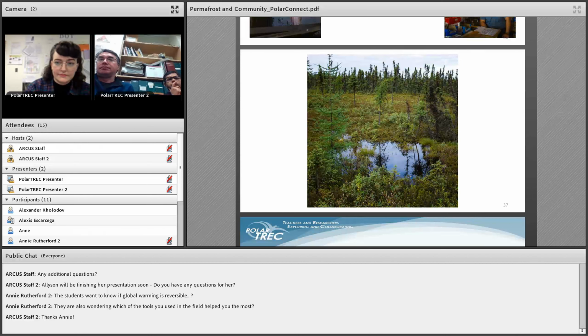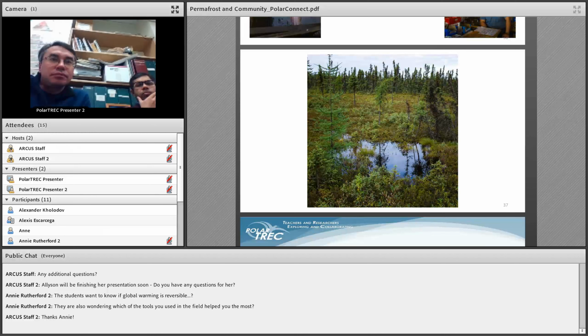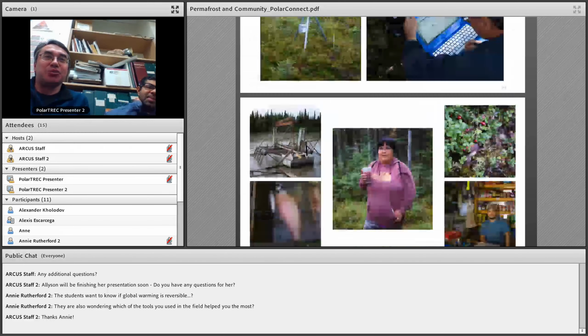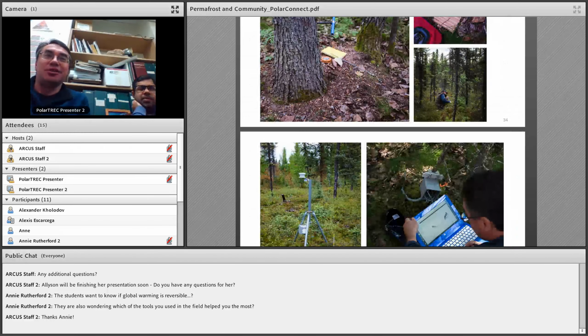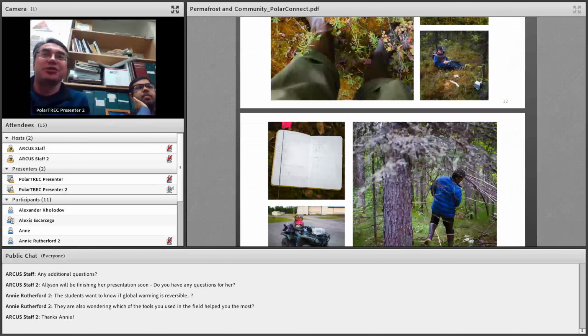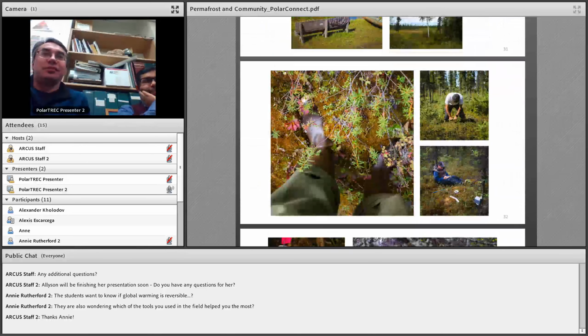Let's see, there was another question that came up. The students are also wondering which of the tools you used in the field helped you the most. Well, it's very difficult to say what is most useful. Shovel, sensors, this increment borer for tree sampling, even just measuring tape. We use different tools for different purposes, and it's very difficult to select which.